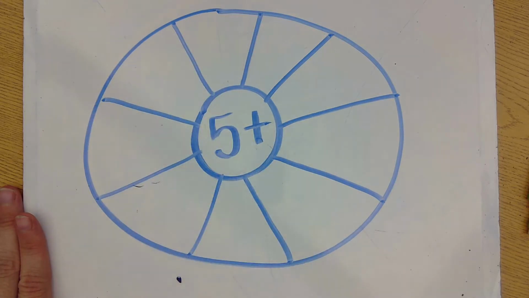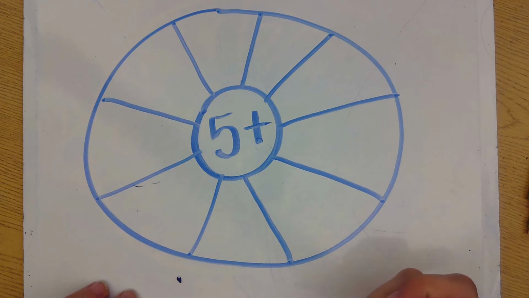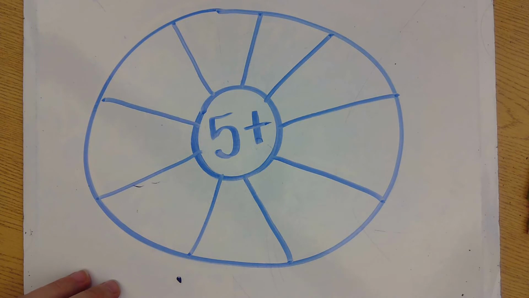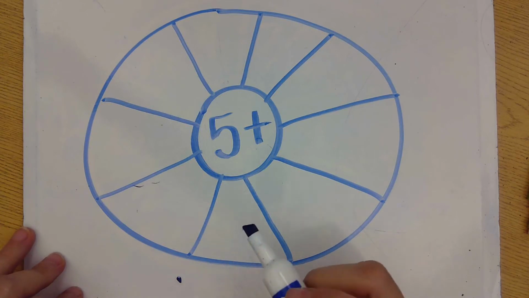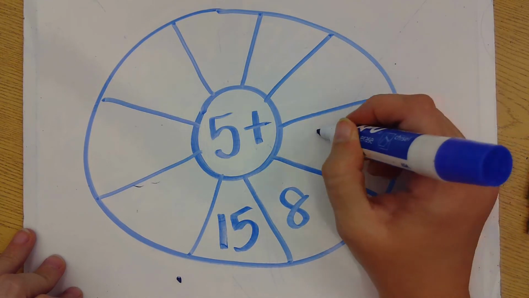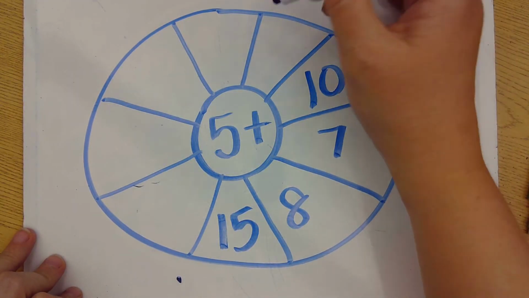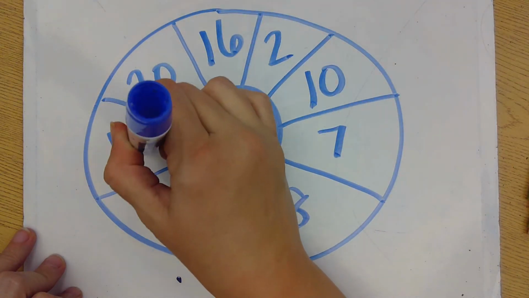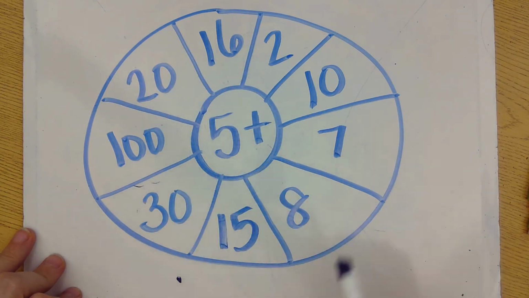This reminds me of a game board, where you flick something and it lands on another something. So you have your addend in the middle, and then you put random numbers. It doesn't matter what numbers you put, but you put those around. So you could put 15, 8, 7, 10, 2, 16, 20, 100, 30. There are lots of different numbers that I could put in my fact wheel.